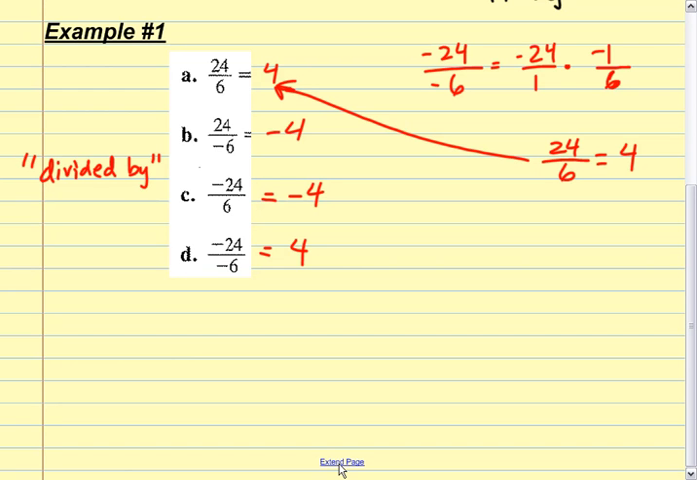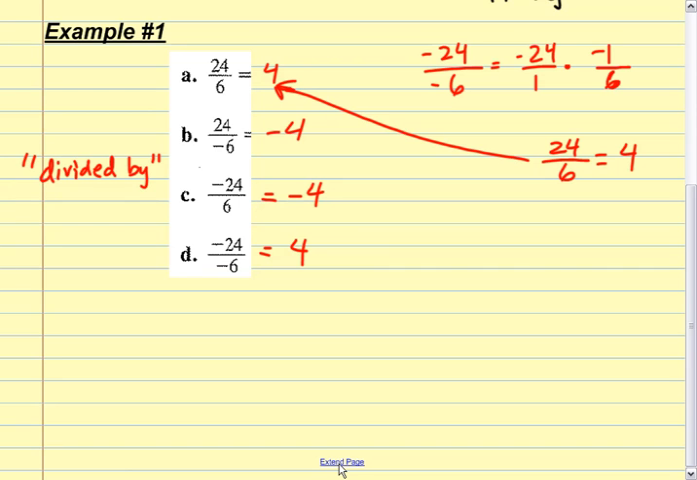Okay, make it quick. So if it's negative 24 over negative 6. Yes, like D. Yes. So that's its own thing. Like it's not just negative 24 over 6 or 24 over 6. It's its own special branch of mathematics.